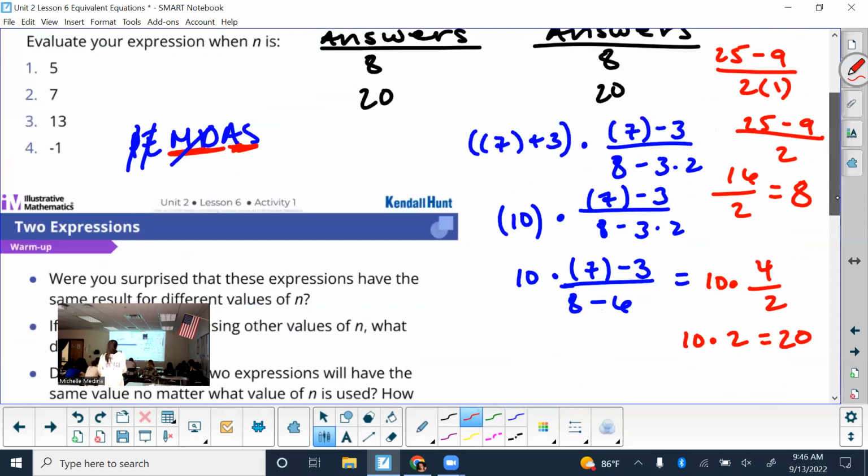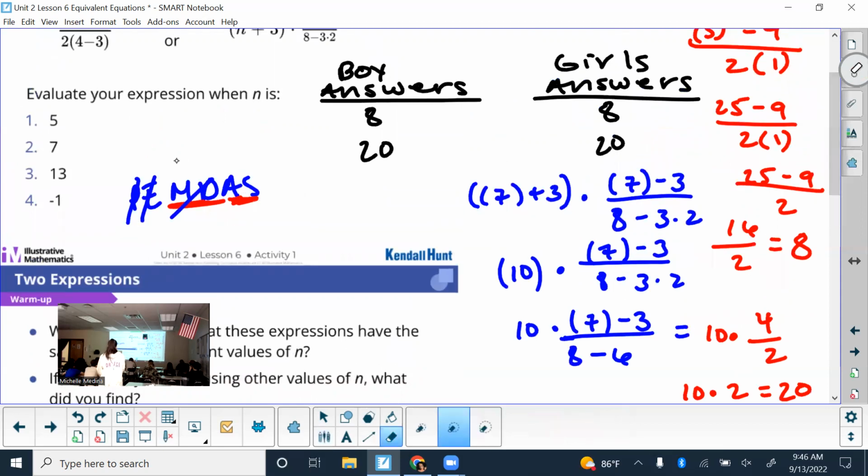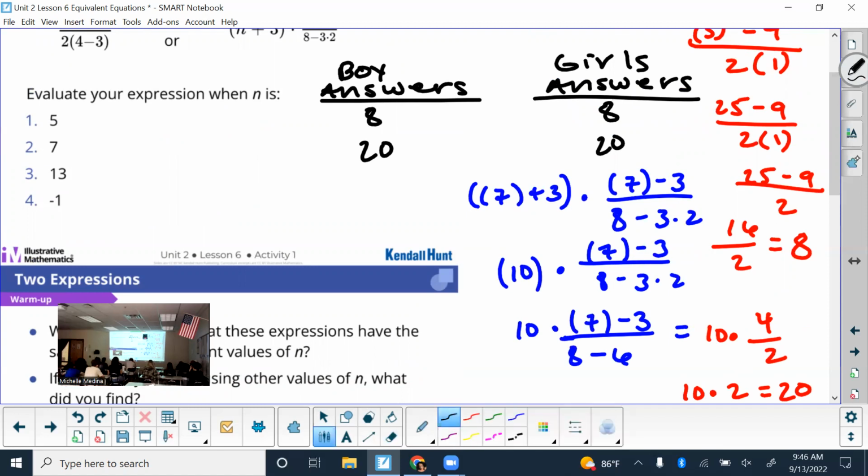All right, just showing you what it looks like plugged in. Feel free to use a calculator. Just also make sure you know how to use your calculator to do that. Boys, what did you get when you plugged in 13? What'd you say, Amari? 80 is correct. Girls, what did you get when you plugged in 13? That is also correct. Boys, what'd you get when you plugged in -1? -4. Girls, what did you get when you plugged in -1?